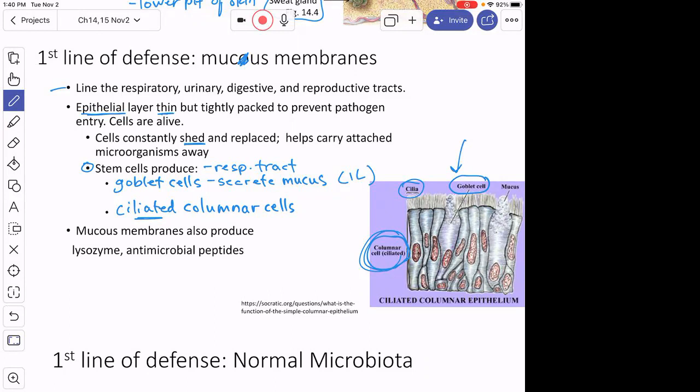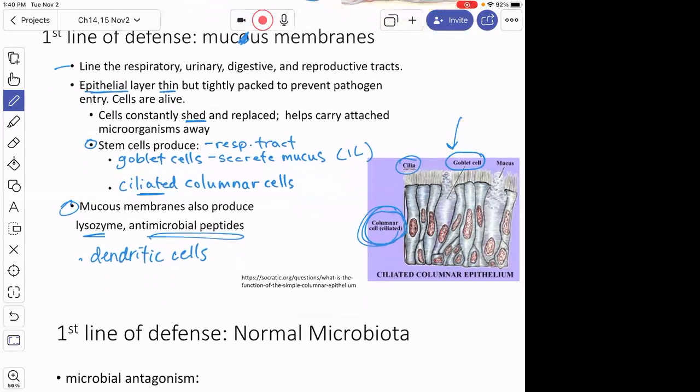So also within those mucous membranes, there are some antimicrobial peptides. And again, I'm not going to spend too much time talking about those in particular, but things like lysozyme are present. There are also going to be dendritic cells patrolling. Again, this is a phagocytic cell that's going to go around and try to engulf pathogens. All right, so we do have some defenses there in our mucous membranes.